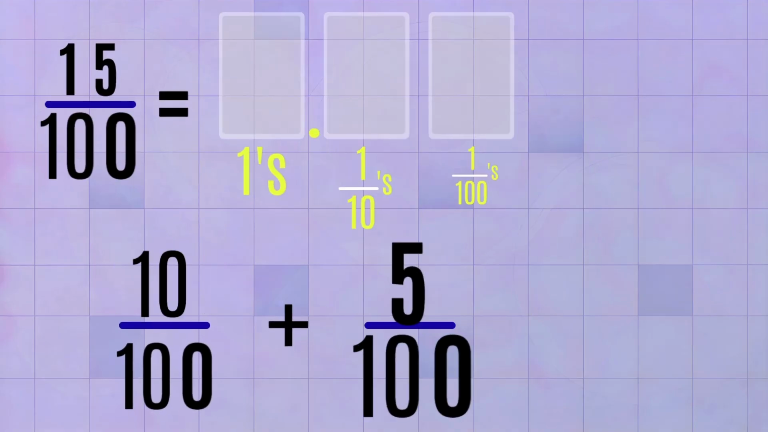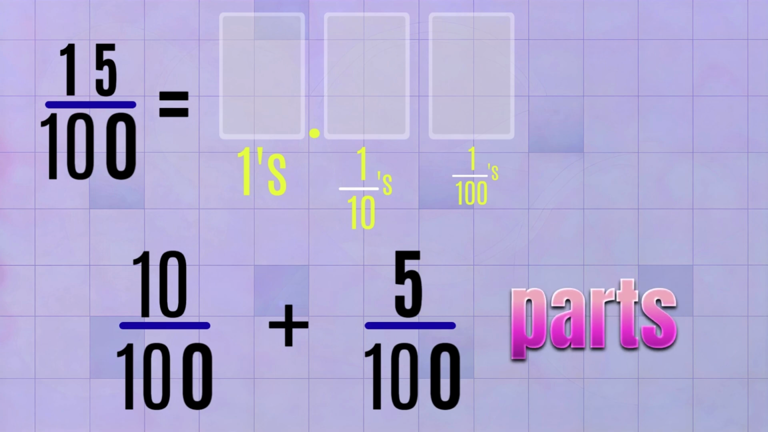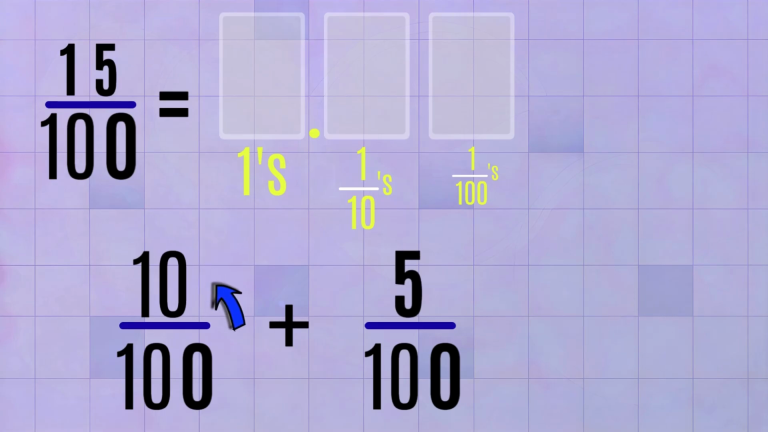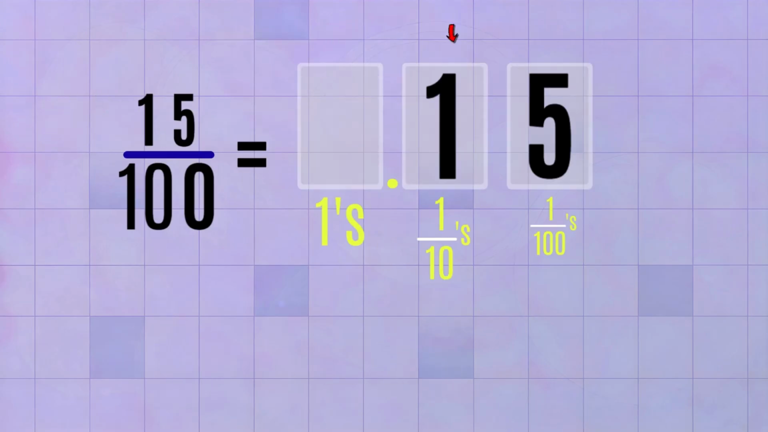Here's a helpful way to see it. We can break the numerator into parts. 15 is 10 plus 5. The 10 out of 100 is the same as 1/10. The 5 out of 100 is the same as 5/100ths. Now we can place these numbers into our place value boxes.